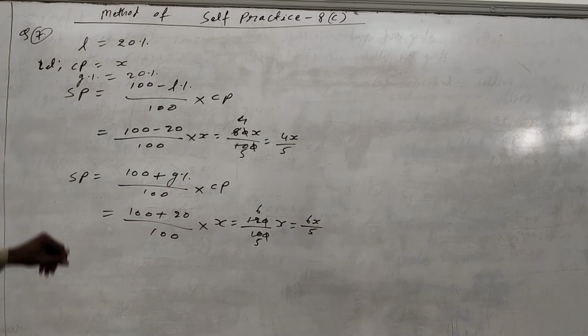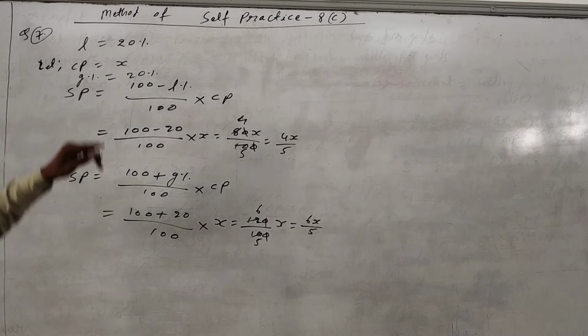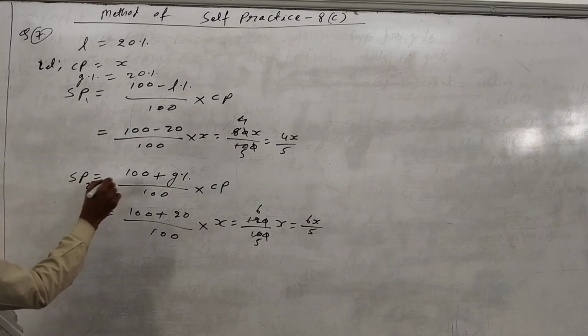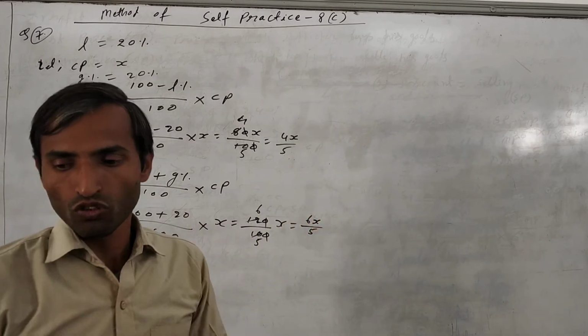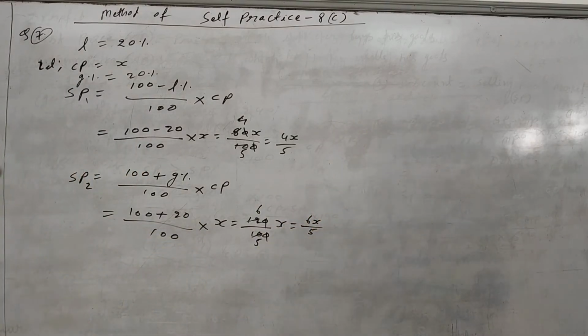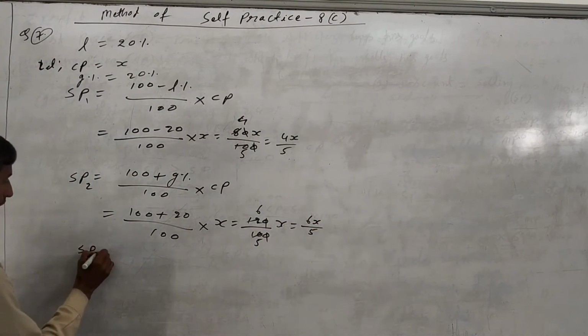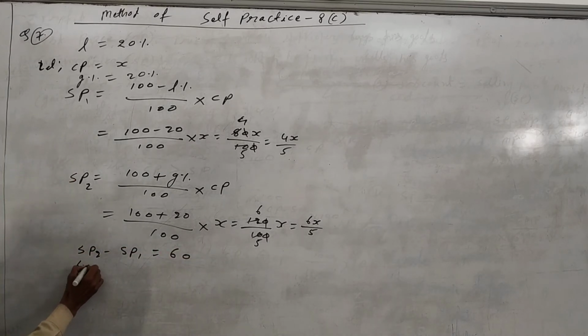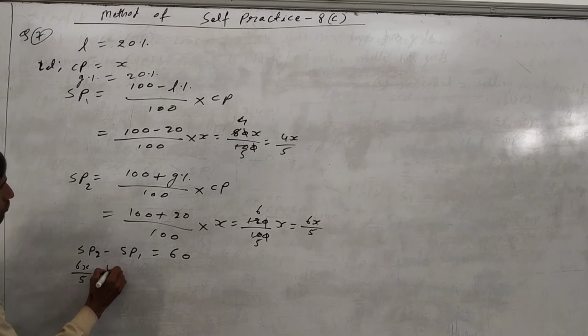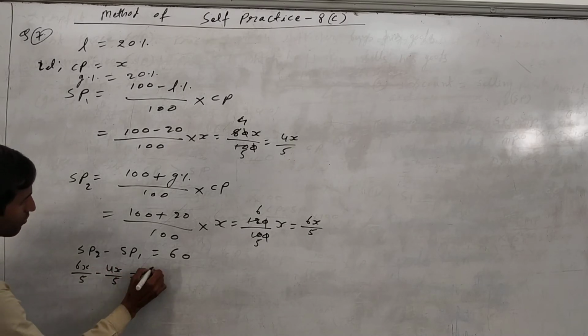So in both SP1 and SP2, this one is SP1 and this one is SP2. The difference between both SPs is given as 60 rupees. So we will use that relation here: SP2 minus SP1 is equal to 60. So 6x upon 5 minus 4x upon 5 is equal to 60.